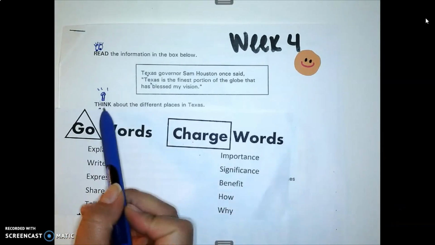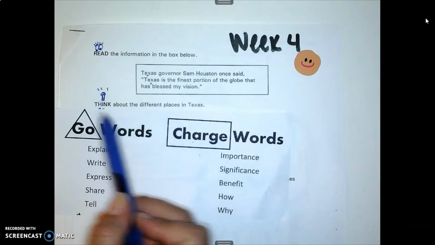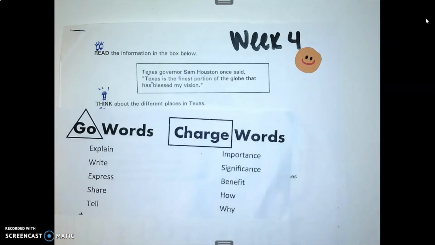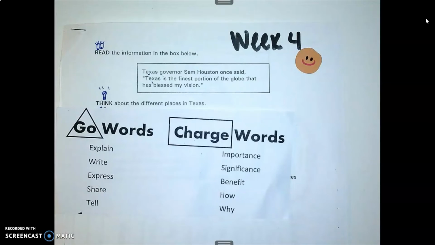Okay, so moving on to the next step, think. Think about the different places in Texas. Ooh, okay. There's so many things to think about. We can think about the beach. We can think about the Alamo in San Antonio. We can think about the caverns in El Paso. Think about the tall buildings in Dallas. There's so many different places in Texas that we can think about.